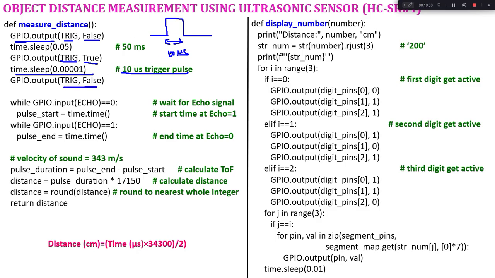So as soon as we set this trigger value for 10 microseconds, the module will try to generate 8 pulses with 40 kilohertz frequency.